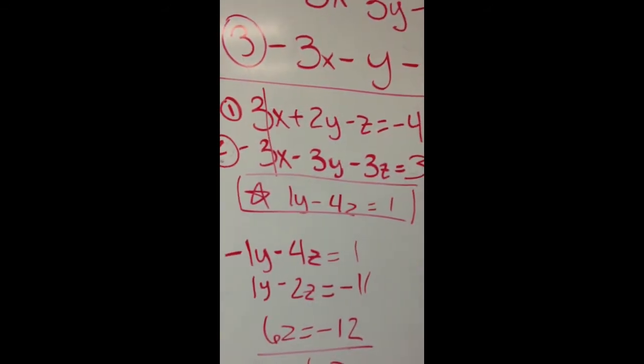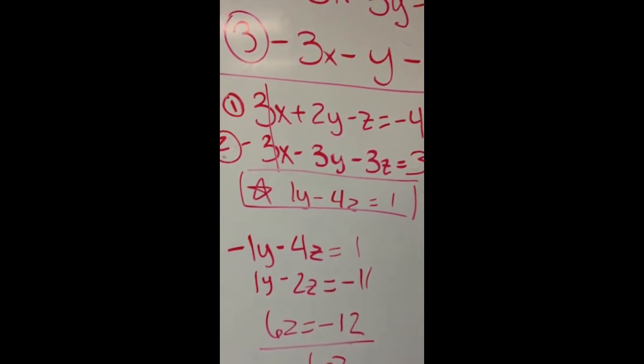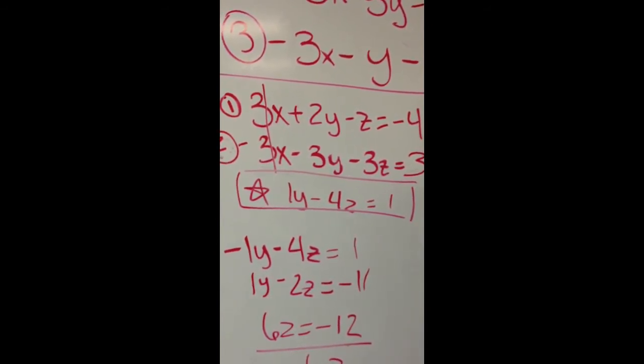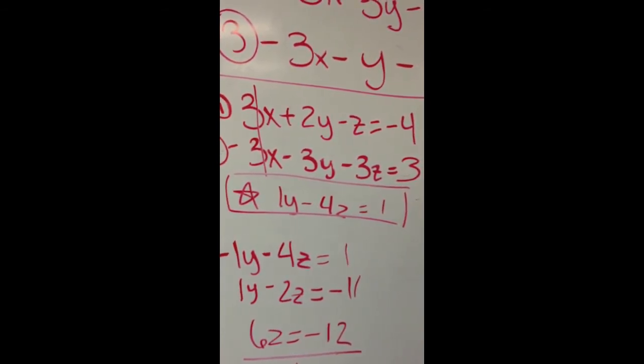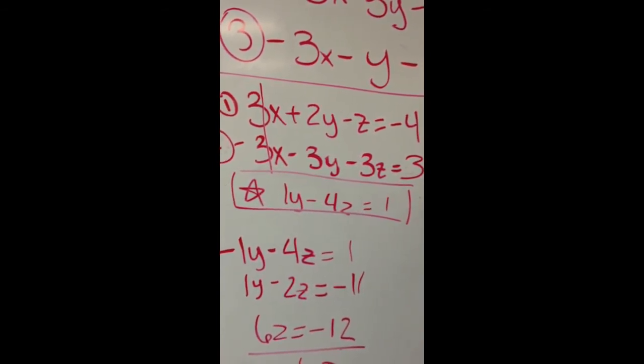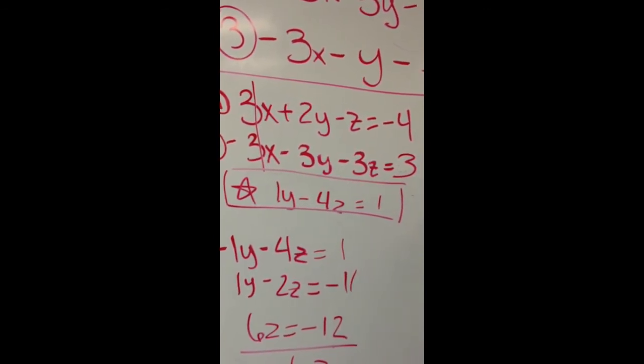And then for the next one, we chose equations 1 and 2: 3x plus 2y minus z equals -4, and -3x minus 3y minus 3z equals 3. Both the 3x's cancel out, so it'd be -1y minus 4z equals 1.